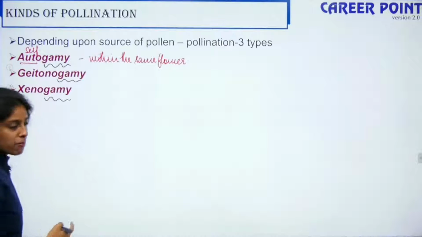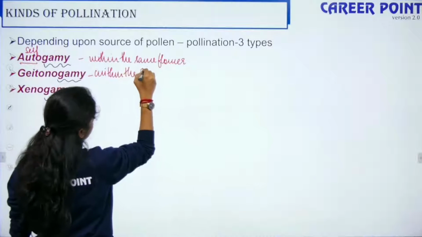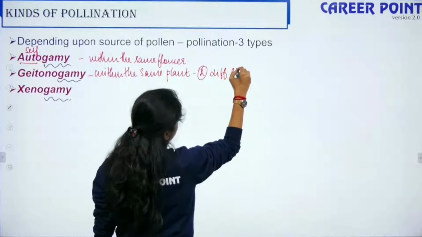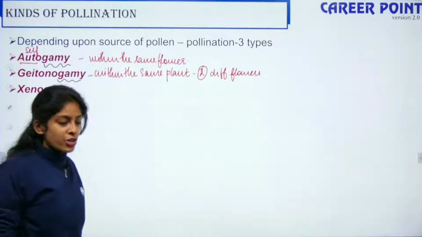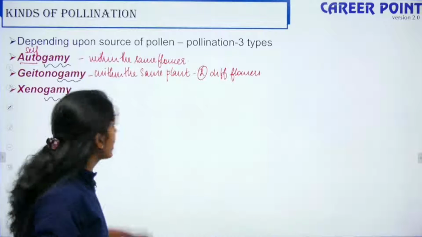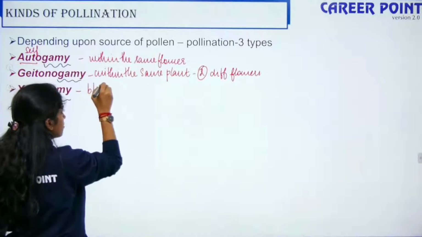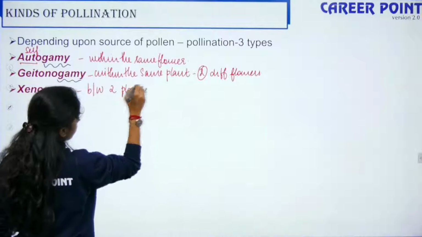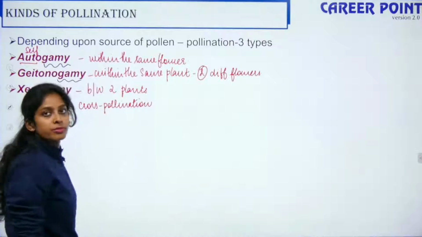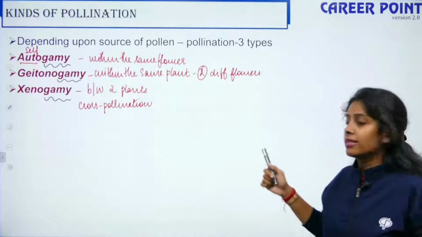The next one is geitonogamy. Geitonogamy happens within the same plant but between two different flowers. One plant can have a separate male flower and a separate female flower, and when pollination happens between them, that is geitonogamy. Xenogamy is cross pollination, when it happens between two different plants. These are the three types of pollination that we have: first is autogamy, the second one is geitonogamy, and the third one is xenogamy.